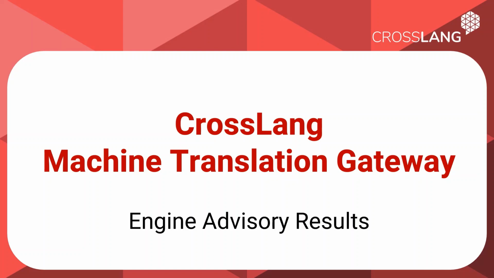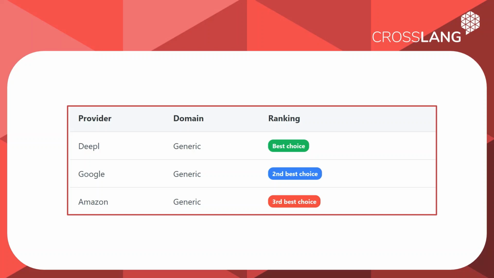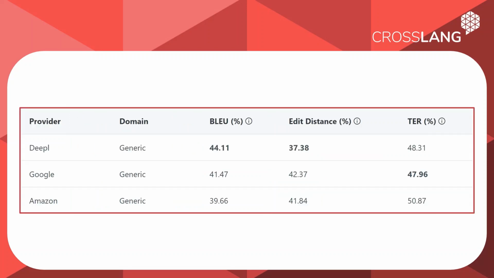In our last video, we explained the functionalities of the MT Gateway Engine Advisory. Today we will focus on how you can interpret the results. Say you've run the automated engine advisory. Once the advisory run is finished, the application produces the results. You are then able to see which engine is an overall best choice for your project.